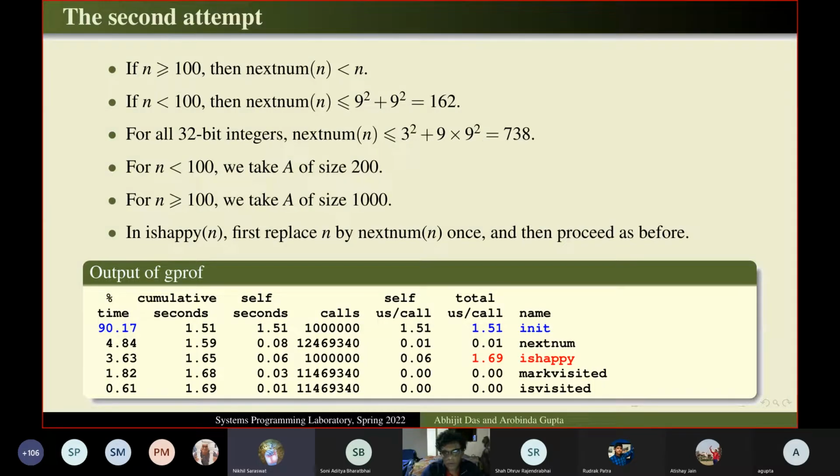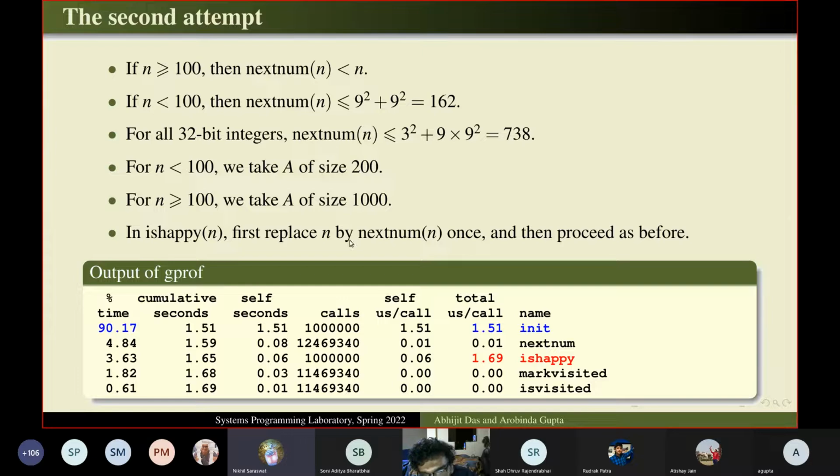Agree or not? So if n is something like 10 power 5, I was using an array of size 10 power 5 plus 1. Now I am using an array of size at most 1000. So it will definitely take much smaller time.